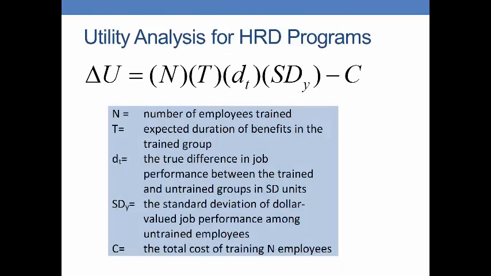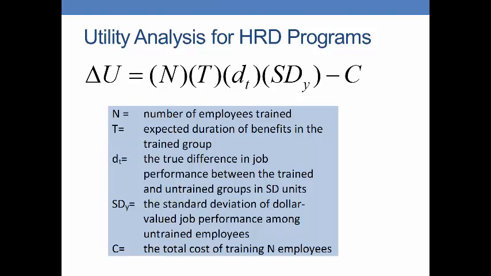Here is the utility equation for the human resource development programs. Take a look at what is included to calculate utility. We have the number of individuals trained, the expected duration of the benefits, so how long we expect the benefits of the training to last, dt, or the true difference between the trained group and the untrained group, and this is in standardised units, the standard deviation of the performance of the untrained group in dollars, and lastly, of course, the total cost of the training.